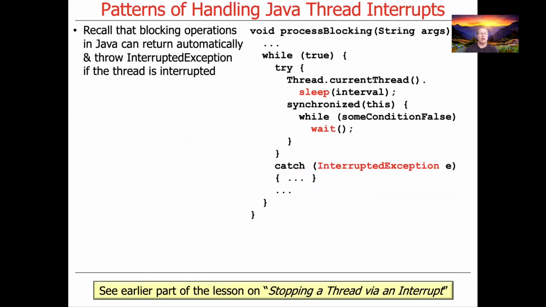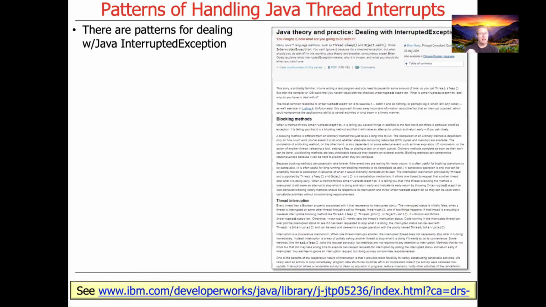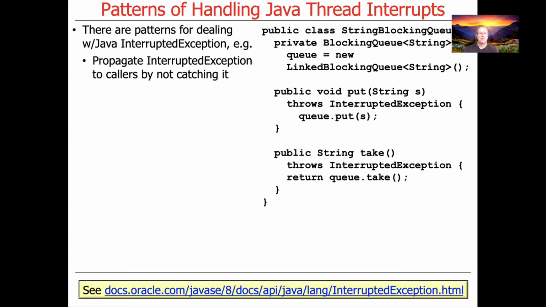So if you recall here, blocking operations in Java can return automatically out of calls like sleep and wait and so on. And they'll return by having the interrupted exception thrown if the thread is interrupted. And we just talked about that when we talked about how to stop a Java thread using an interrupt. There are various patterns for handling interrupted exceptions in Java threads. And you can take a look at this link at the bottom of the slide to learn more about these patterns. Very useful things to know about.